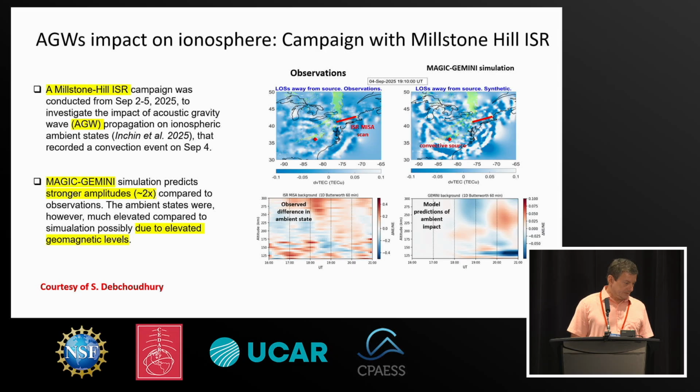And the basic finding is that from the modeling point of view, the response is a little stronger than what you see in the observations. Part of that might be due to slightly elevated geomagnetic activity levels, which also points to this interplay between forcing from above and from below, that we can't really look into independently. And Shantanap will talk a little bit more about the physics behind that.